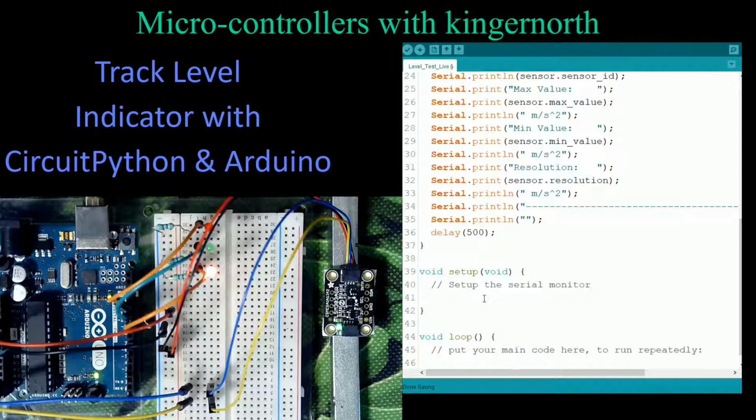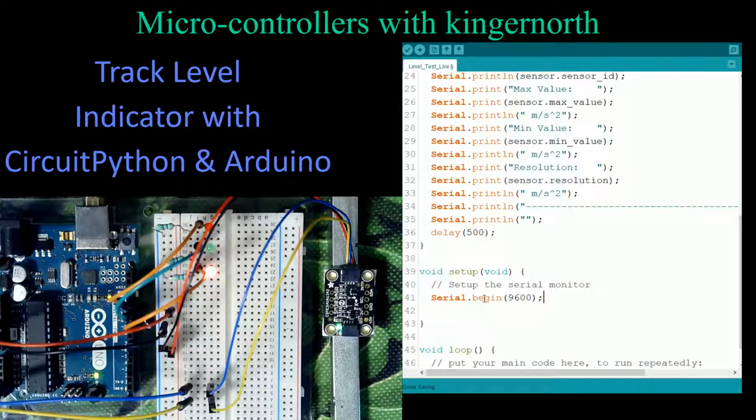So this is something we've done many a times here. This is just serial.begin, and we give it the baud rate. We're just going to choose 9600 because we're used to that. So there's our serial begin.